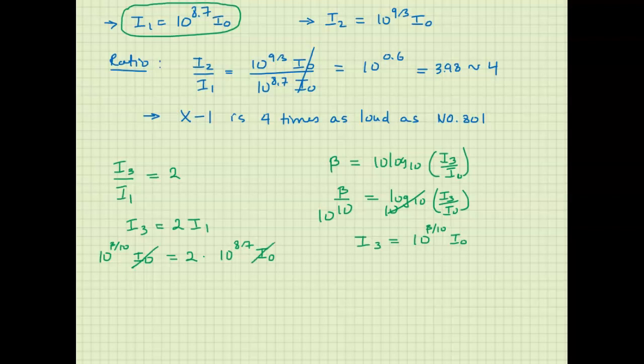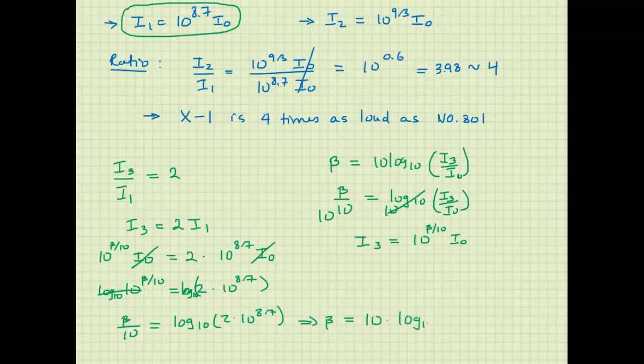So cancel this out. We have 10 to the beta over 10 equals 2 times 10 to the 8.7. All right, we're going to do log base 10 on both sides to cancel this out, so beta over 10 equals log base 10 of 2 times 10 to the 8.7. So beta is going to be 10 times log base 10 of 2 times 10 to the 8.7.